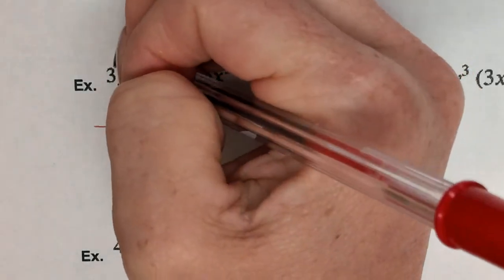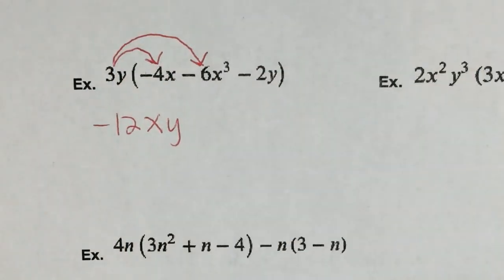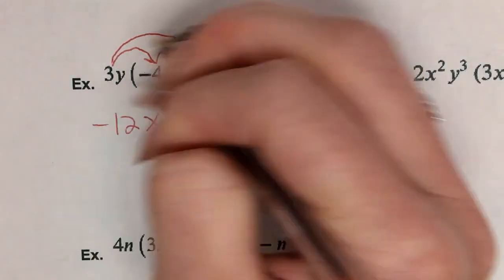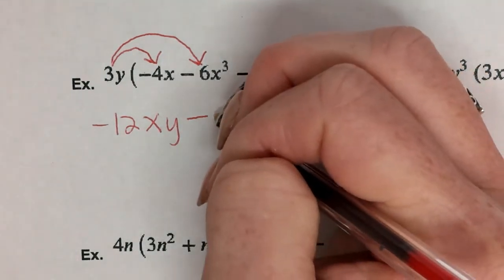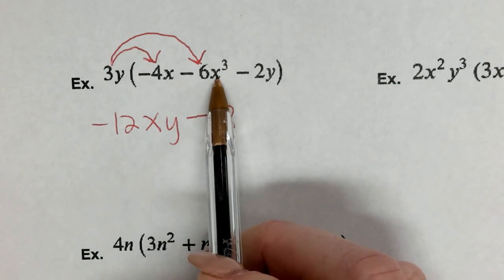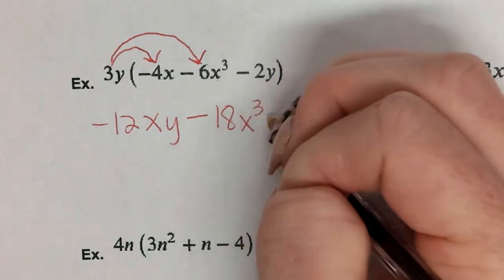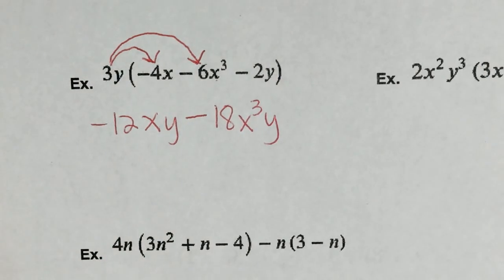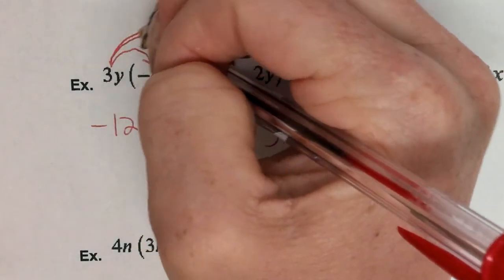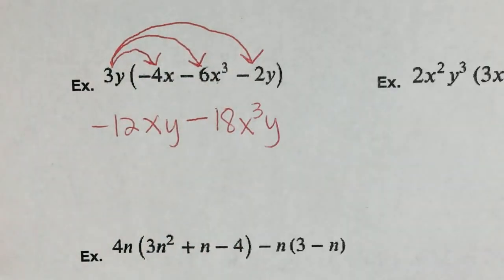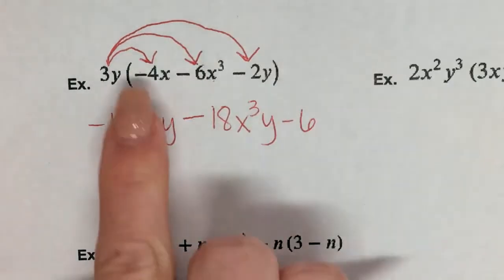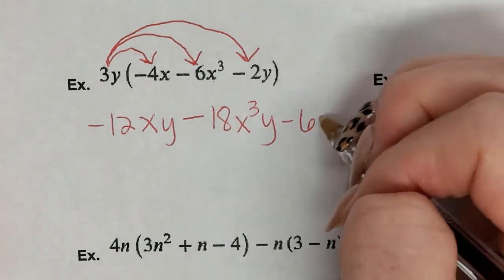Okay? Now I'm going to do 3 times negative 6. So am I going to have a plus sign or a minus sign? Minus. 3 times 6 is 18. Can I combine the y with the x? Nope, so I just stick them next to each other. The x gets written first, then the y. Now the last one, 3 times negative 2, negative 6. And y times y is y squared.